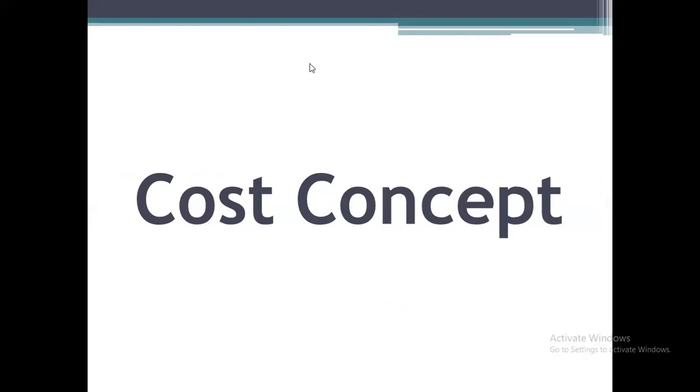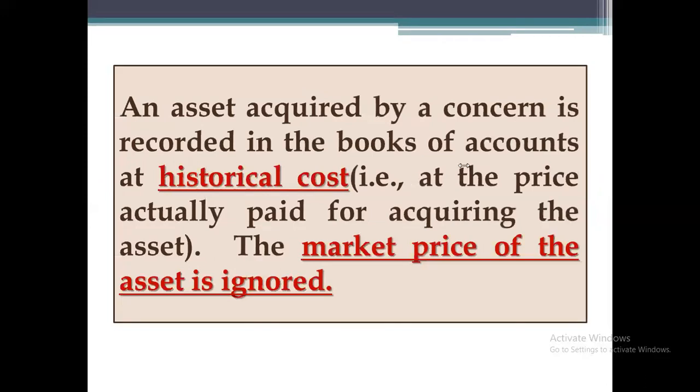Cost concept, again, a very important concept to understand. The cost concept says all my fixed assets, all my tangible assets, have to be recorded at cost. It is also called historical cost. So when I say cost, what do I mean? Cost is nothing but how much price I've paid. For example, I bought machinery for 1 lakh rupees. That is my cost, the amount I have paid to buy that asset.